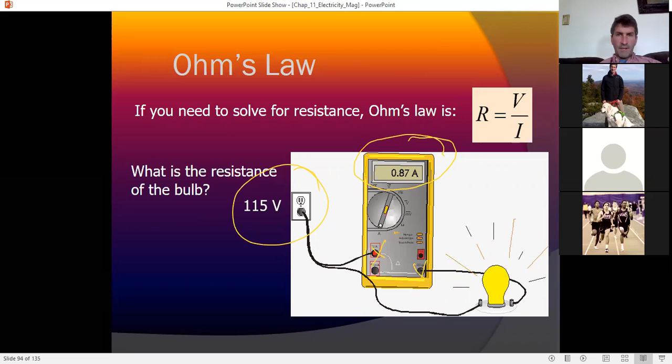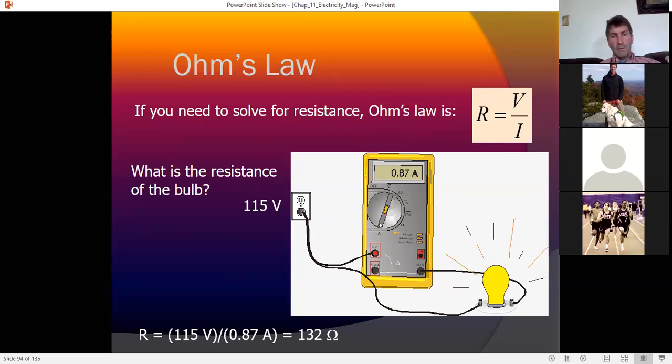What is the resistance of this light bulb? Well, the resistance is equal to how much voltage I put in, 115 volts, divided by how much current I have out, 0.87. So 115 divided by 0.87 gives me 132 ohms for that particular light.